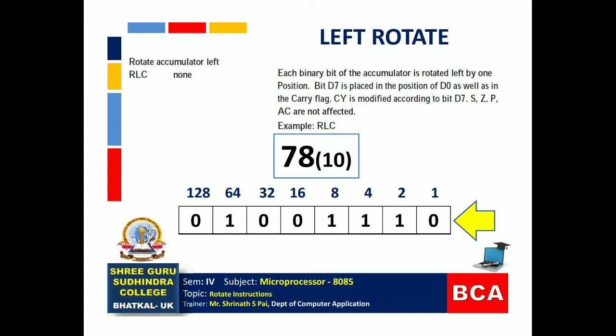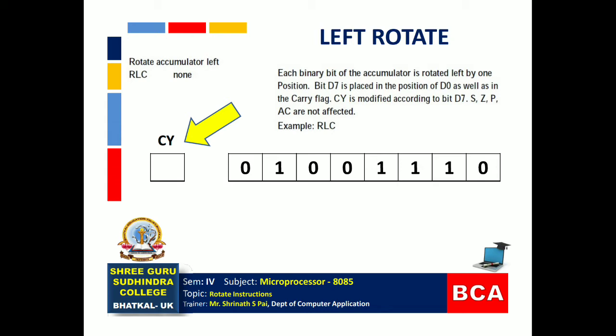So what is the task? The task is rotating this particular number towards left side by one position. The instruction RLC is going to rotate. Rotation is nothing but moving the bits present in this particular register towards left side by one position. RLC, rotate accumulator towards left. The number 78 in binary format is stored in accumulator. So the content of accumulator, we are shifting it towards left side by one position.